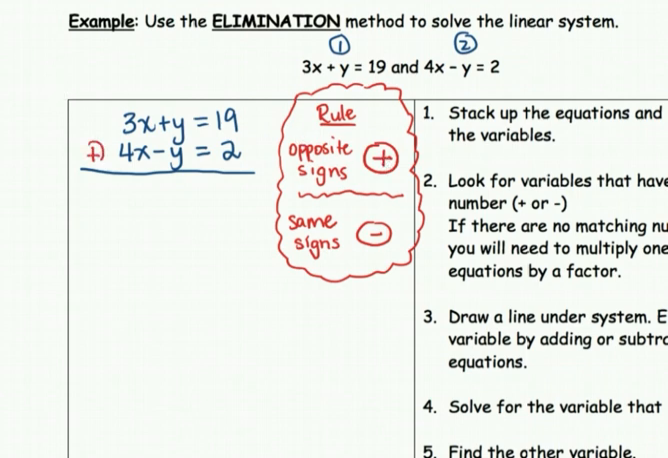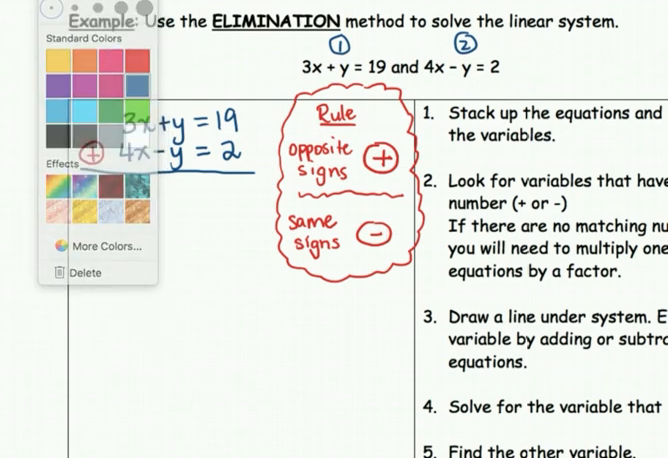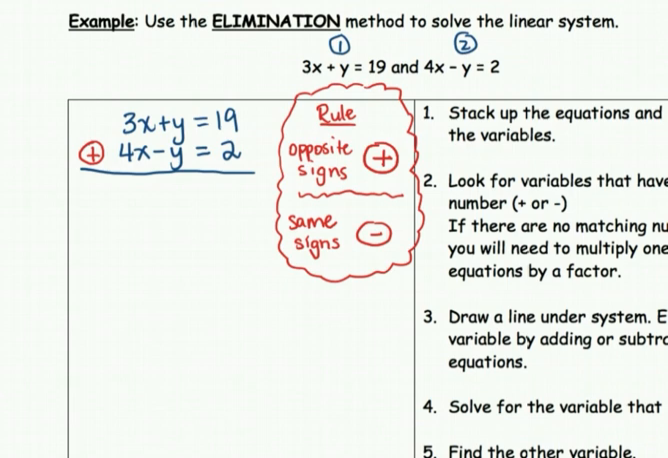Okay, so I'm going to do this, and I always put a circle to remind myself that I'm adding these, and it's not some sign that belongs to the 4x here. So add them, not the 4x here. Let's go through and add these together. Right now I have 3x plus 4x. So 3x plus 4x is 7x.